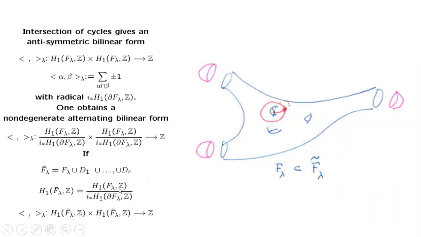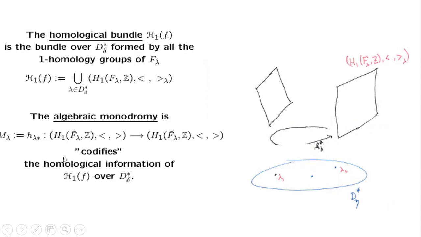Now, we can do this for every value of lambda. And so the homological bundle is the bundle obtained by putting, for every point lambda, this H1 of F lambda with Z coefficients, with this intersection product. And the algebraic monodromy map is a map which you obtain when you go around the circle.